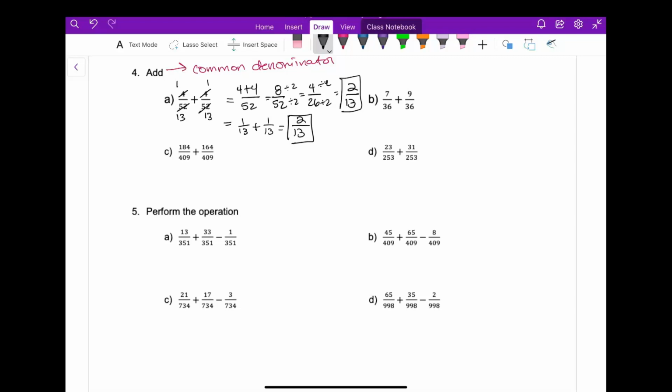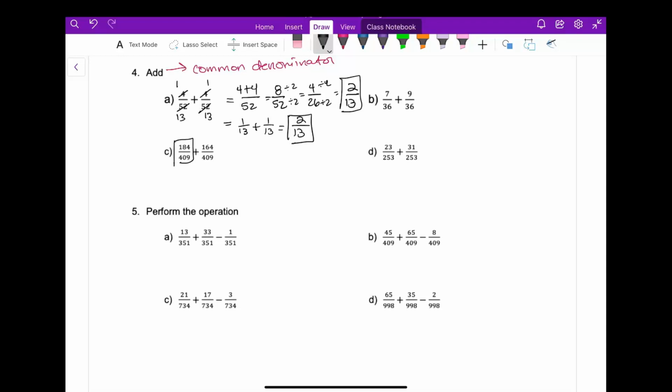184 divided by 409 plus 164 divided by 409. Take a look at this fraction, see if they have anything in common. So what do I check? 2, 3, 5. Do 2, are they both even? No. How about 5? Do they both end in 0 or 5? No. How about 3? I need to add the digits, so it's going to be 1 plus 8 is 9. 9 plus 4 is 13. Is that divisible by 3? No, it is not. Therefore, I cannot simplify by 2, 3, 5.